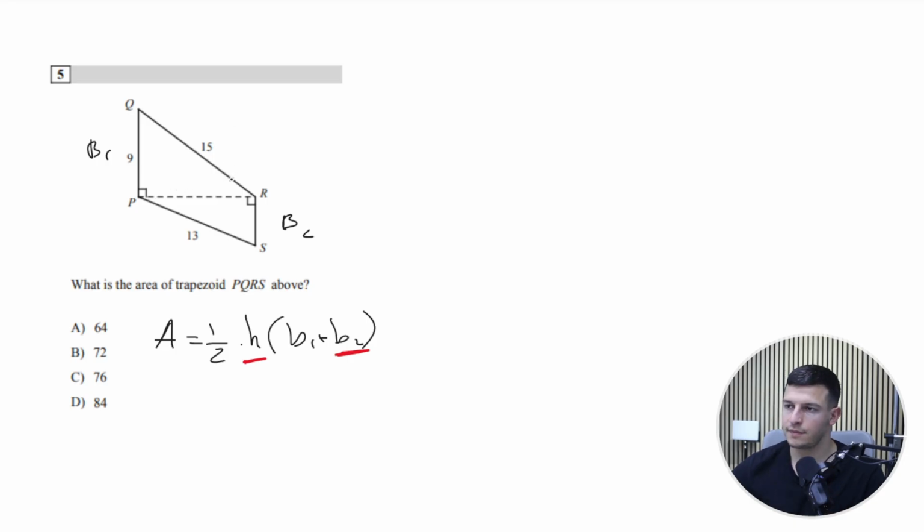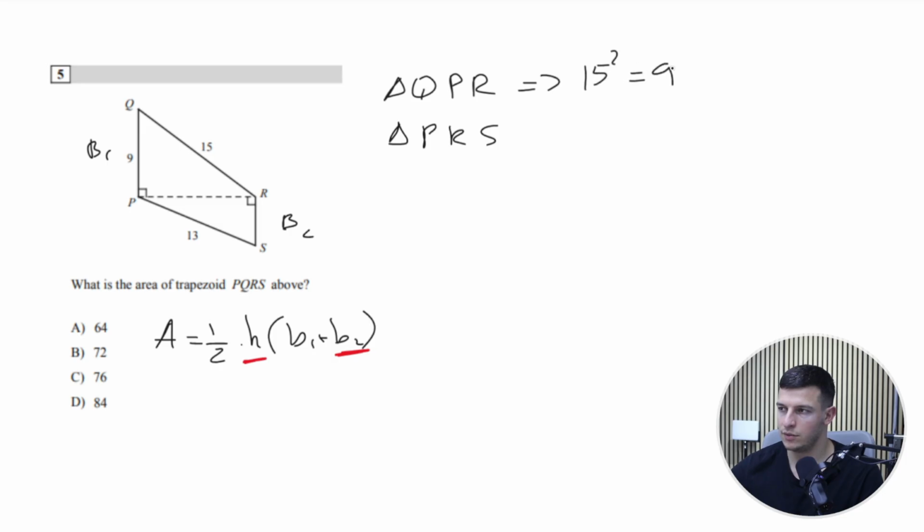Now, what do I have here? I have two right-angled triangles. Hopefully you can see that. So I've got Q, P, R, and I've got PRS. Correct? Now from QPR, I can find my PR. How can I find it? With the Pythagorean theorem. So 15 squared is supposed to be equal to 9 squared plus PR squared.